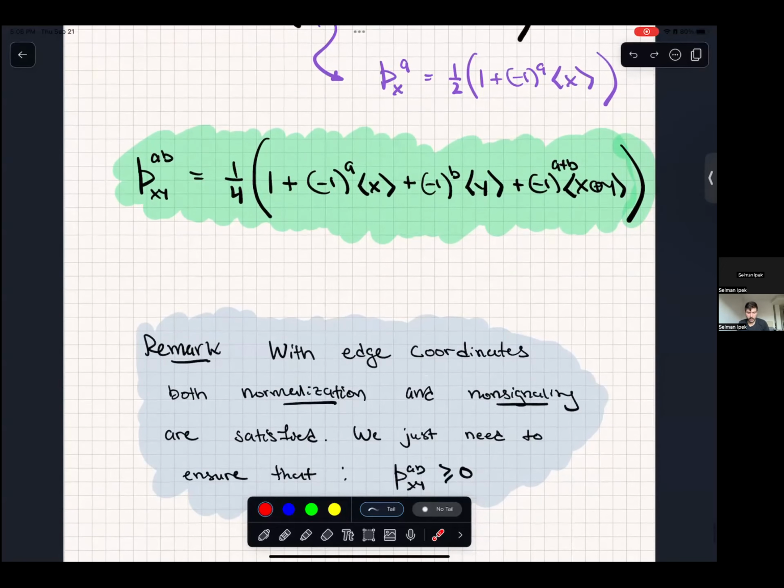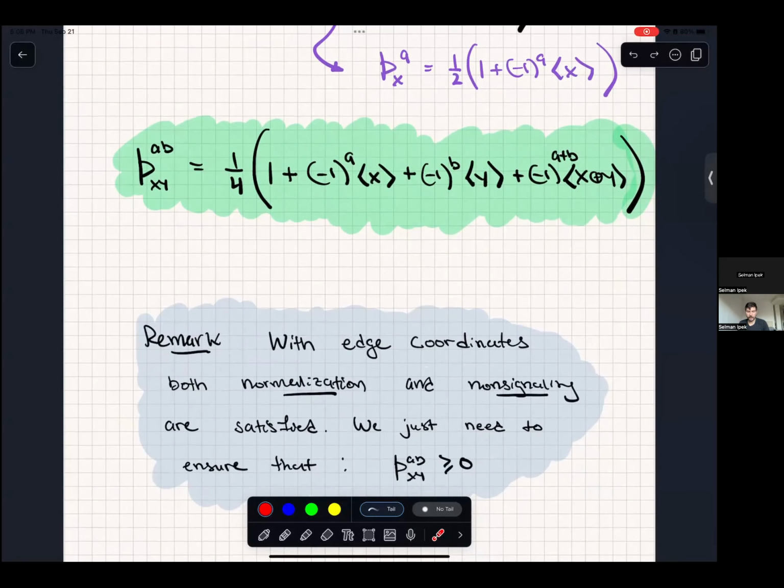So just to conclude, with the edge coordinates, we have that normalization and non-signaling are automatically guaranteed, but then you have to enforce, and we will talk about this next time, that these probabilities are greater than or equal to 0.